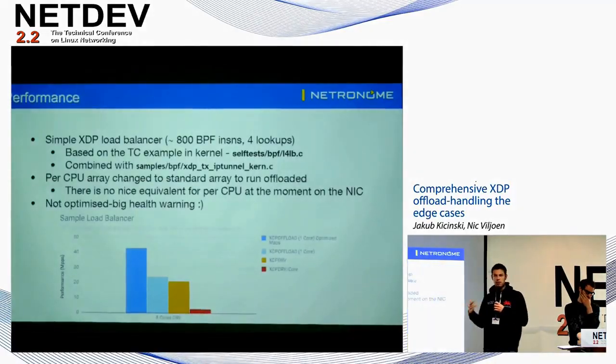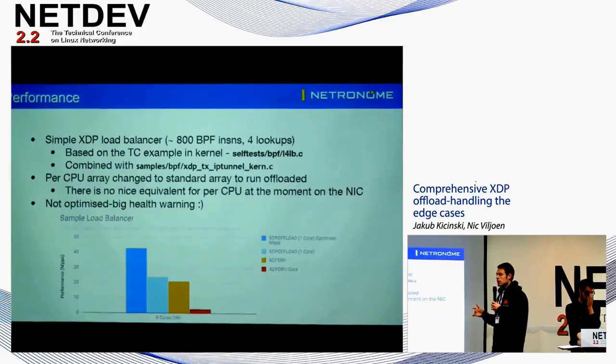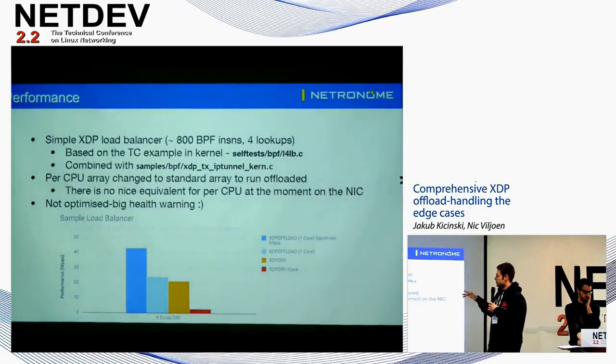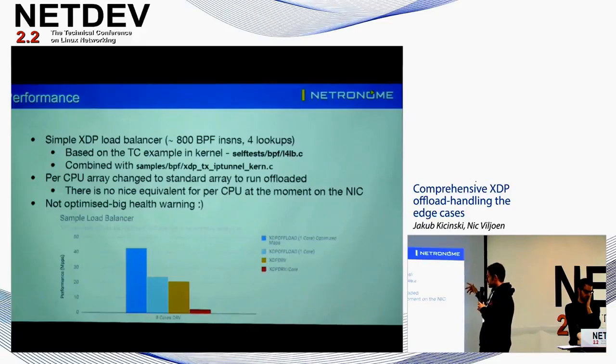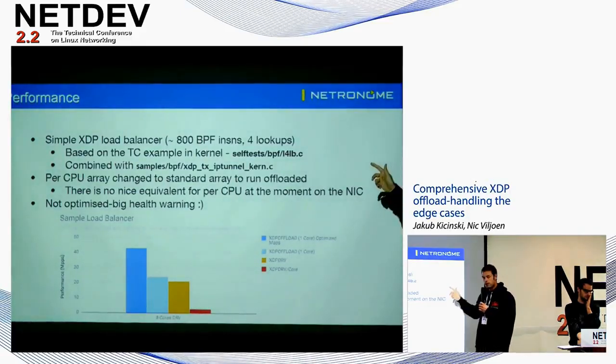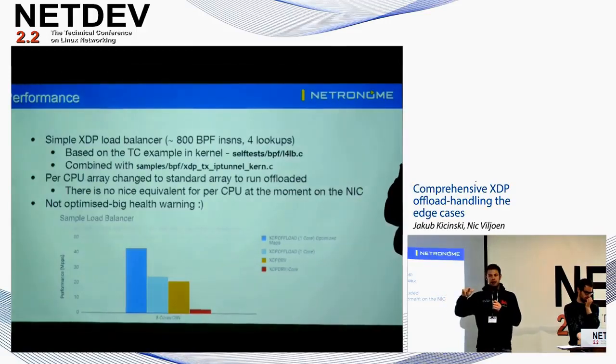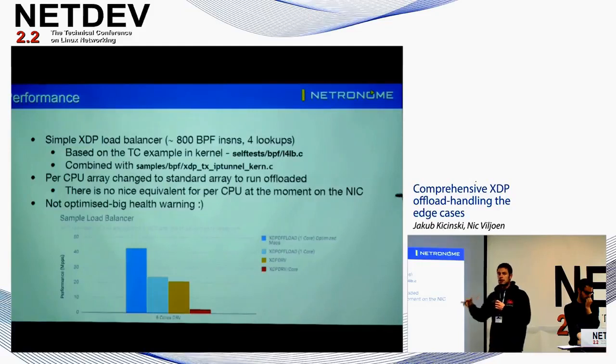So this is just to give you a quick example of performance we're seeing. So I quickly hacked up a simple XDP load balancer. It came to about 800 BPF instructions, and there were 4 lookups. It's based on the TC example in the kernel, which you can find in selftests BPF test_l4lb.c. And then I just combined it with the IP tunneling from xdp_tx_iptunnel to create a very simple load balancer. It's not optimized, big health warning, this is not perfect.